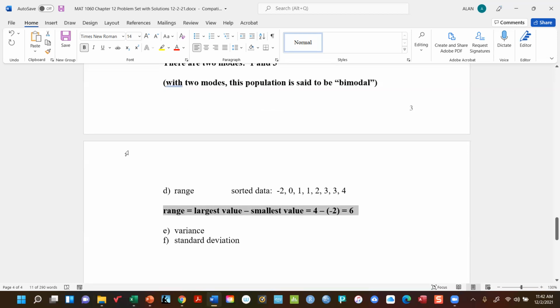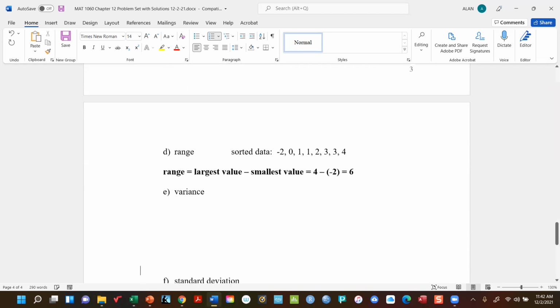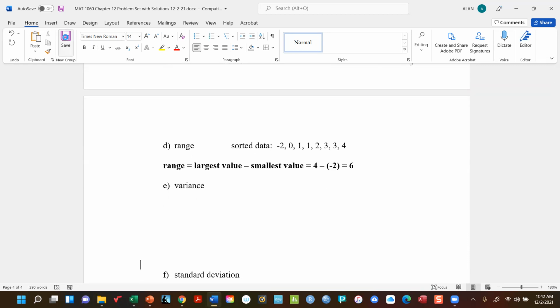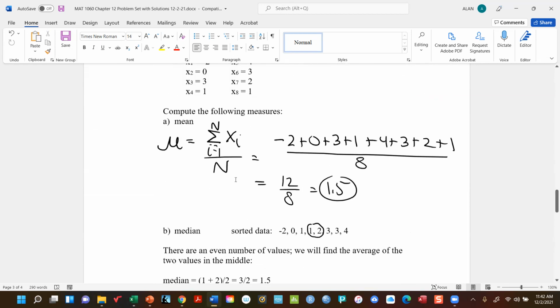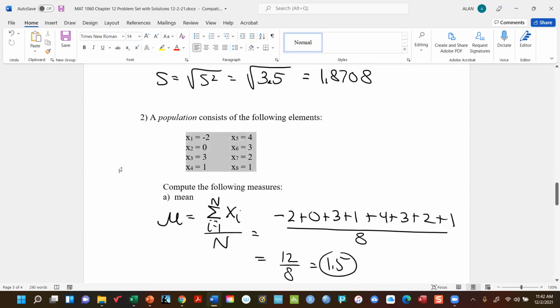All right, so we've saved the best for last, the variance. Now remember, this time it's the population variance. And also remember, this one does not require sorted data. So what I'm going to do is go back here and copy these numbers. You can see what I'm doing.